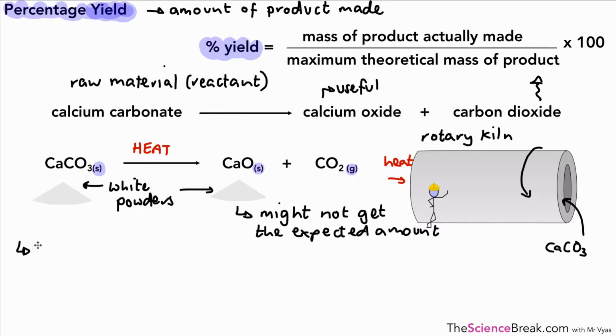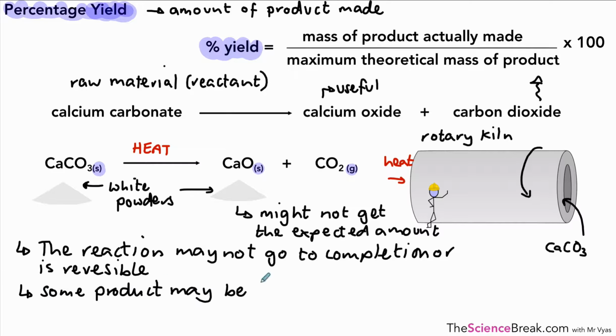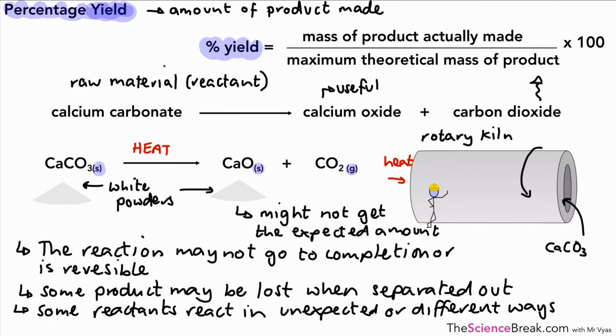But in general, the reasons why we don't get the expected amount is because the reaction may not go to completion. So the reaction may not complete, or the reaction might be reversible, for example, when making ammonia. Also, sometimes some of the product may be lost when separating it out from the reaction mixture at the end. So if we're trying to separate it out, we might lose some of it. And also we might have some reactants reacting in unexpected ways or reacting in ways that are different to what we expected. So we get different products.